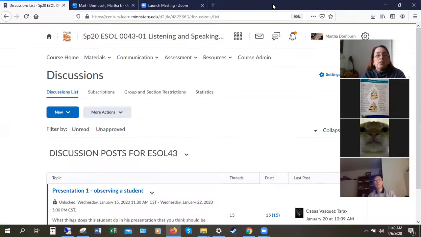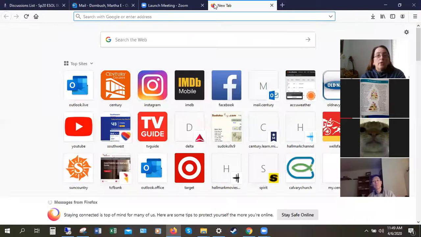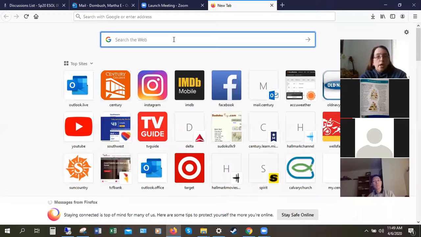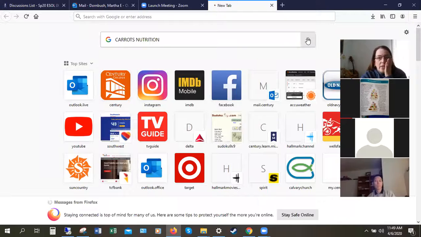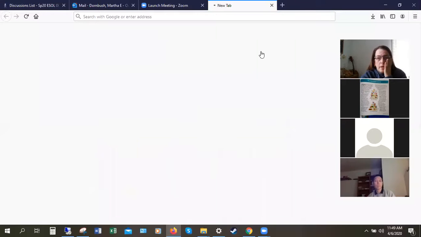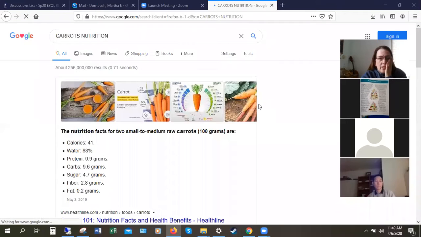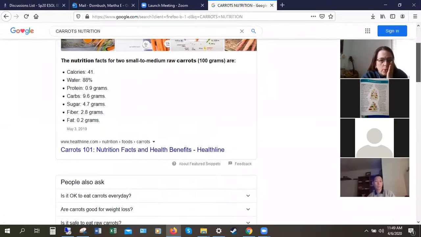And the easiest way to do that is to just go on Google and write carrots nutrition. And then it'll tell you very quickly, if your computer is faster than mine. So this is the calories, this is how much protein and sugar, and there should be also vitamins here somewhere.